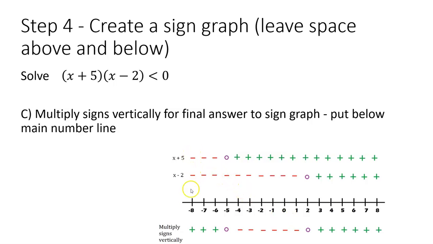Now, a negative times a negative is positive. These are all negative times negative, so they're all positives down here. In this section, a positive times a negative is negative. All of these are positive times negatives, giving us negative results. And finally, to the far right, a positive times a positive is positive. So all of these get positive signs down here. So now we have a graph going underneath the number line.